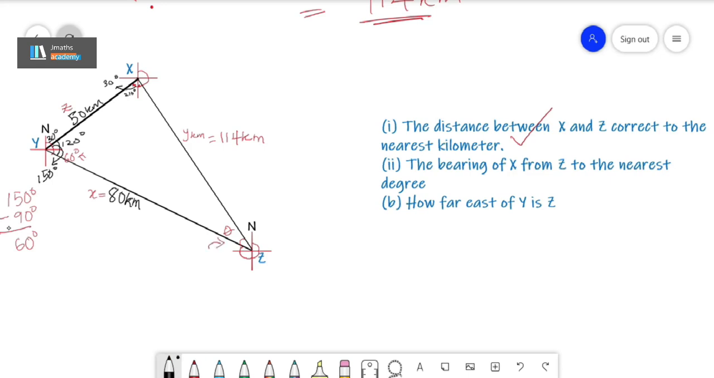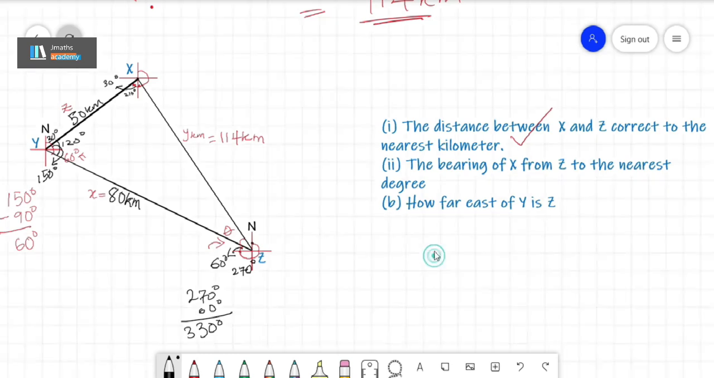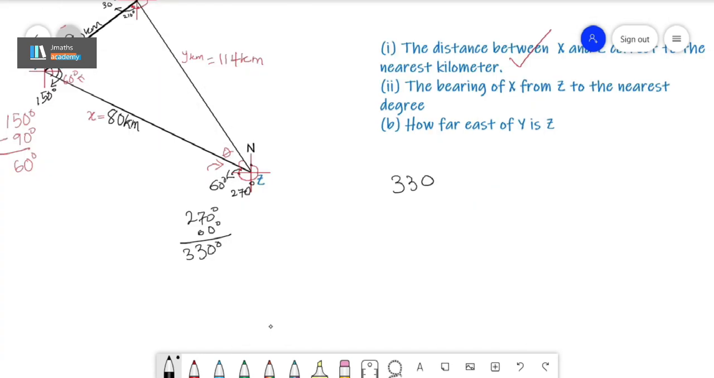So we have here to be 60 degrees. Since we know that from this point to this point is 270 degrees, we simply add 270 degrees plus 60 degrees, we have 330 degrees. Now to find the bearing of x from z to the nearest degree, we simply add 330 degrees plus theta.